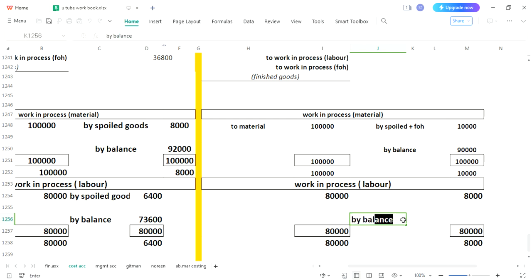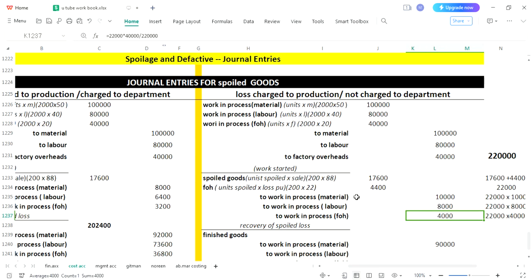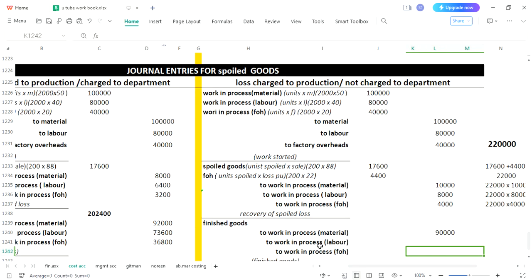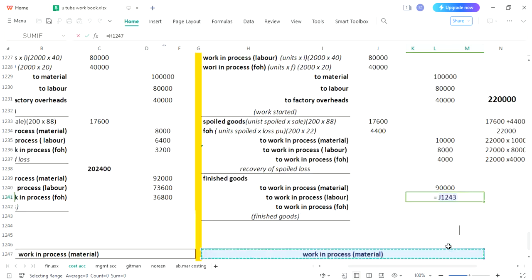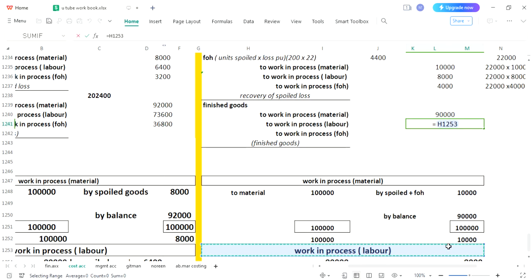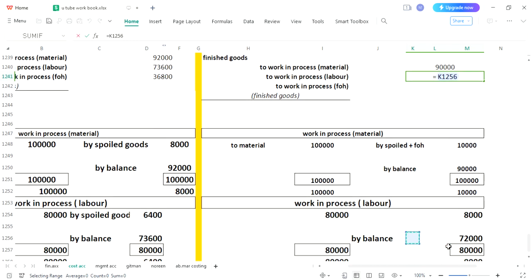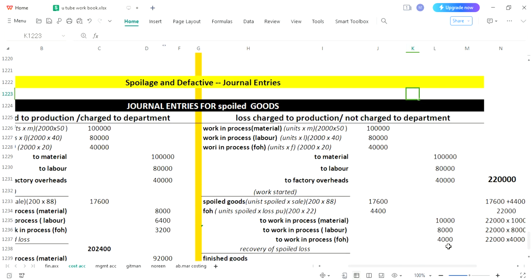And how would you calculate by balance? By subtracting smaller sum from the larger sum. Larger sum was 80,000 and you need to subtract smaller sum which was 8,000. In this way 72,000 is calculated for balance of work in process labor. So go to third entry. In front of work in process labor you will be writing balance of ledger. This was ledger work in process labor and you have calculated balance 72,000 and will be put over. A direct method can also be used.